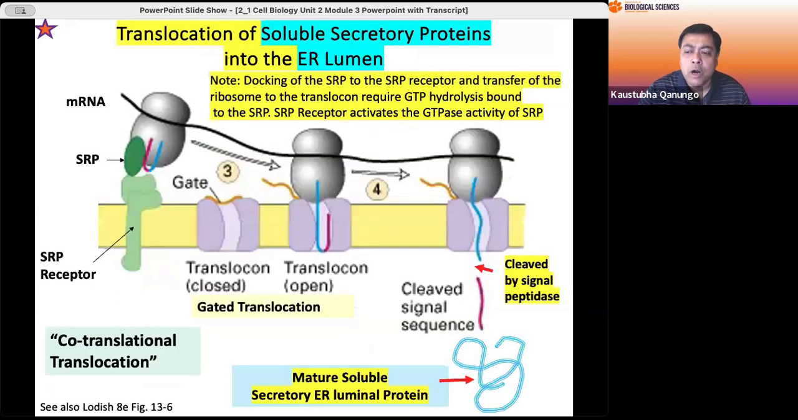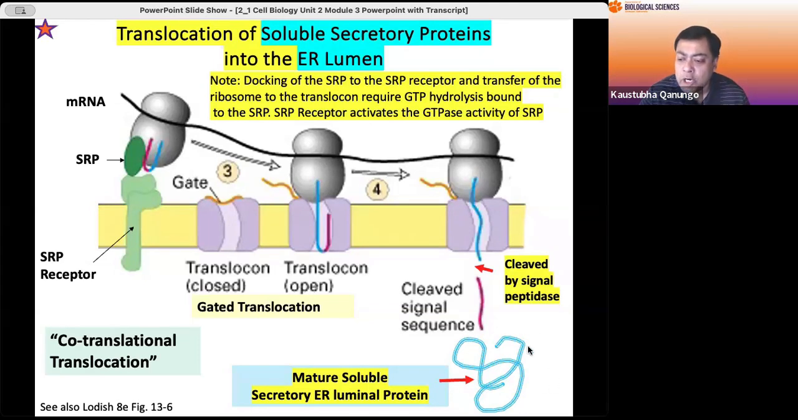And here we are talking about the translocation of soluble secretory proteins into the ER lumen, the entire part, and we'll have another picture for that to reinforce as well. Now, very important, because remember that whenever we are talking about soluble secretory proteins, the destination could be retained in the ER, go to the Golgi, go to the lysosome, or it could be secreted outside. So these are the 4 fates or destinations of these ER luminal proteins.